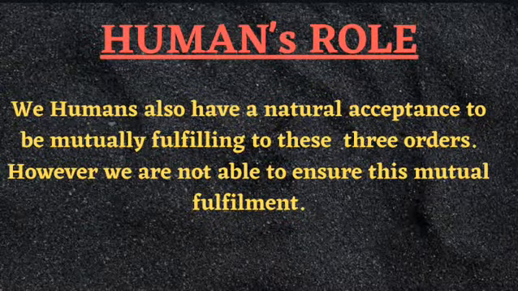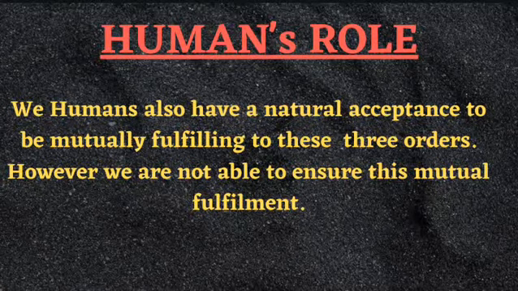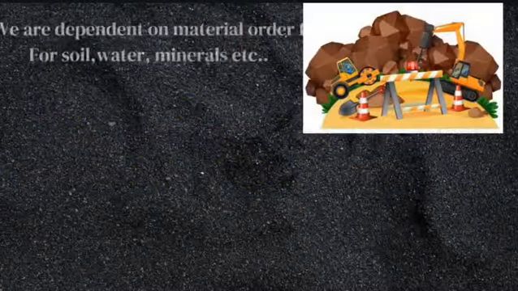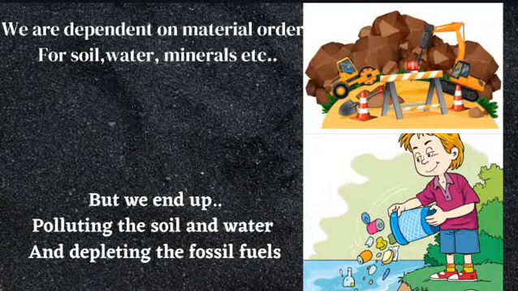Humans' role. We humans also have a natural acceptance to be mutually fulfilling to these three orders. However, sad but the truth is, we are not able to ensure this mutual fulfillment. There are many such instances that cannot be ignored, like we are dependent on physical order for soil and mineral and water, metals, etc. But we only end up polluting the soil and depleting the fossil fuels.